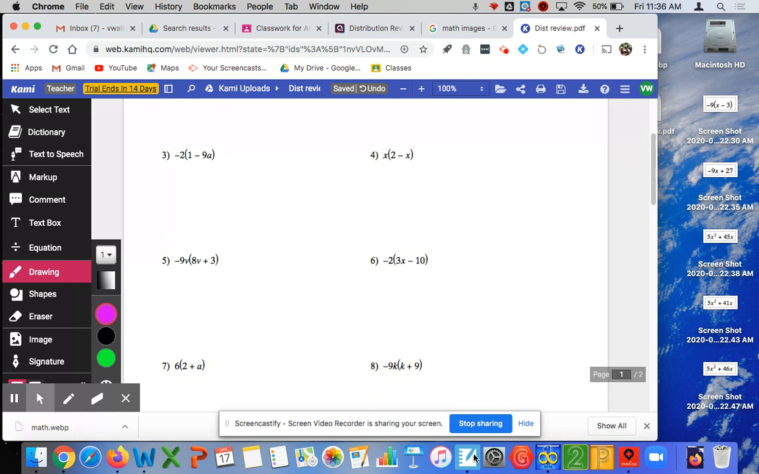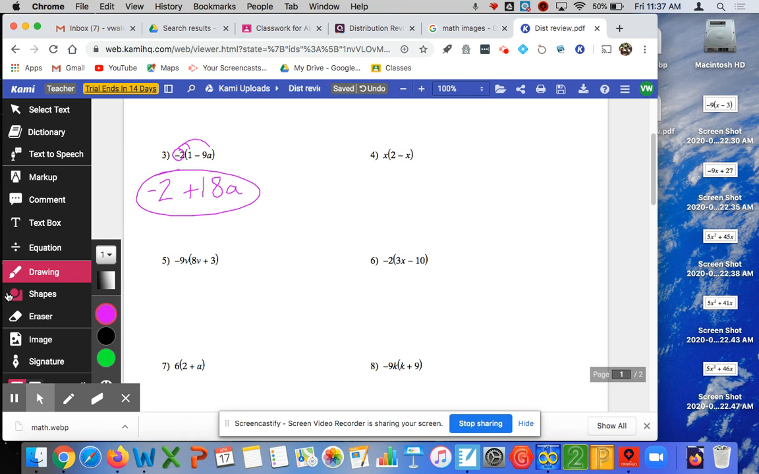All right, so number 3. We've got negative 2 times 1 minus 9a. Once again, take that negative 2 and multiply it by both of the things in the parentheses. Negative 2 times 1 is negative 2. Negative 2 times a negative 9 is positive 18. And we can't forget about that a because that a goes with the 9.